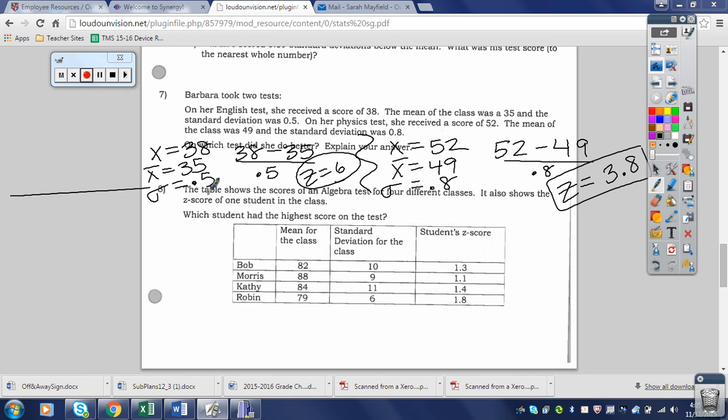So this is where we have to look at a bell curve. On a bell curve, is it better to be closer to your mean or further away from your mean? It's better to be closer to your mean. Because remember we talked about that if we're over here in the wings, we have a less likelihood of something occurring. So that means the further away something is from the mean, the less likely it's going to occur. So out of your 2 z-scores, which one is closer to the mean? Well, 3.8 is obviously closer than 6, so she did better on physics.